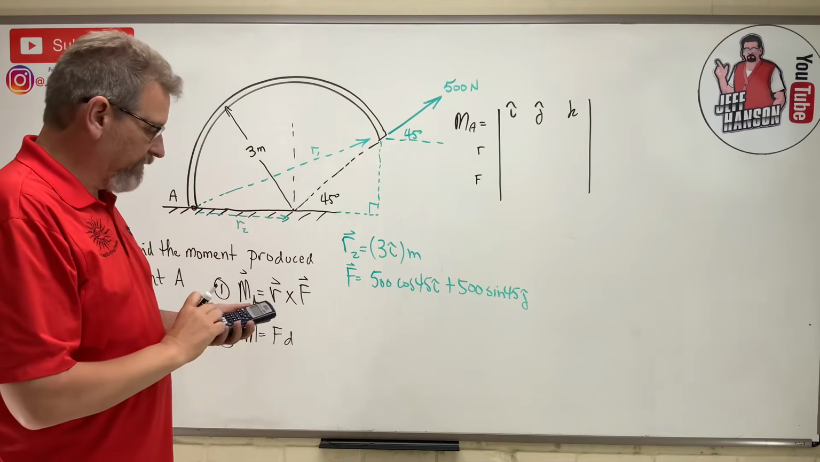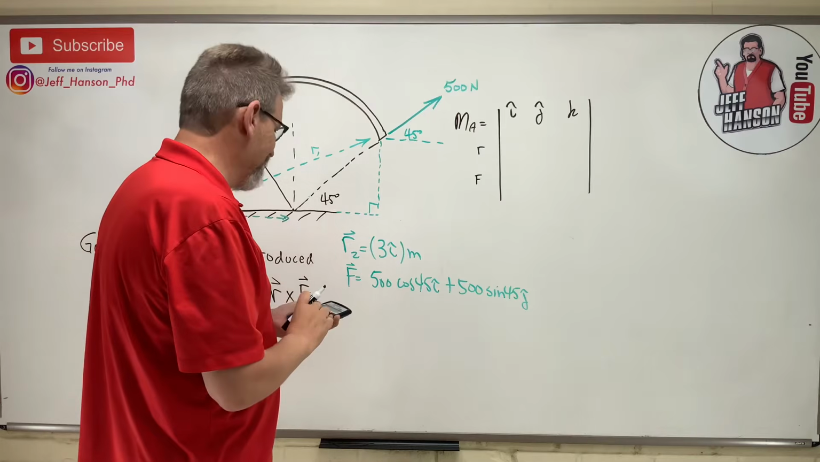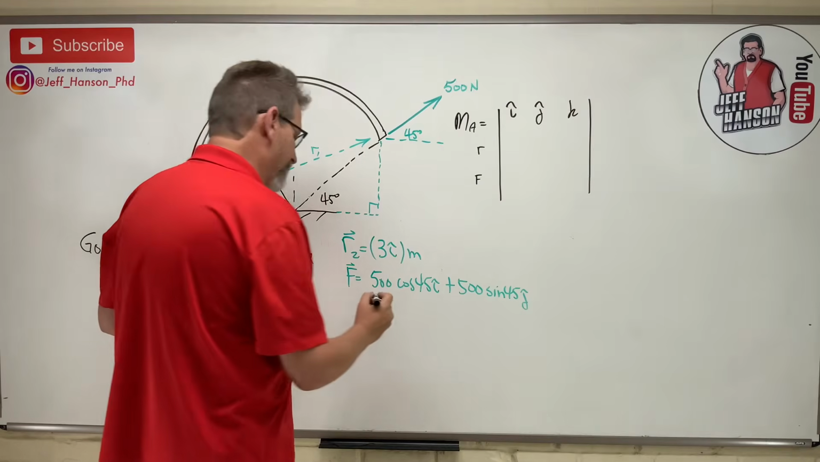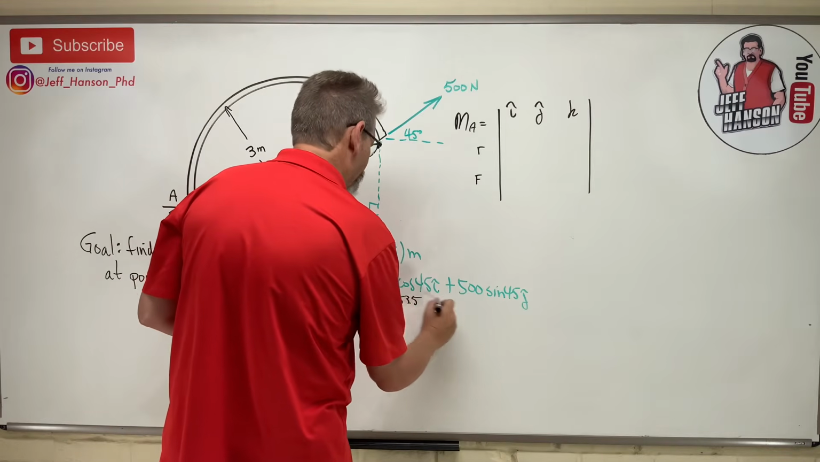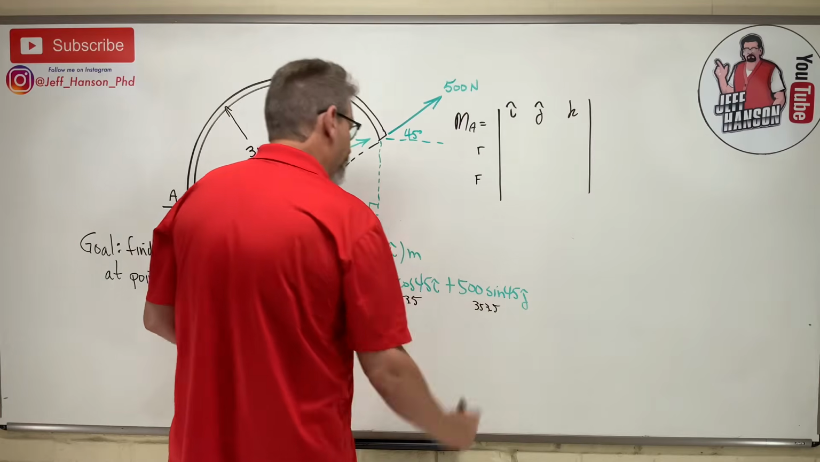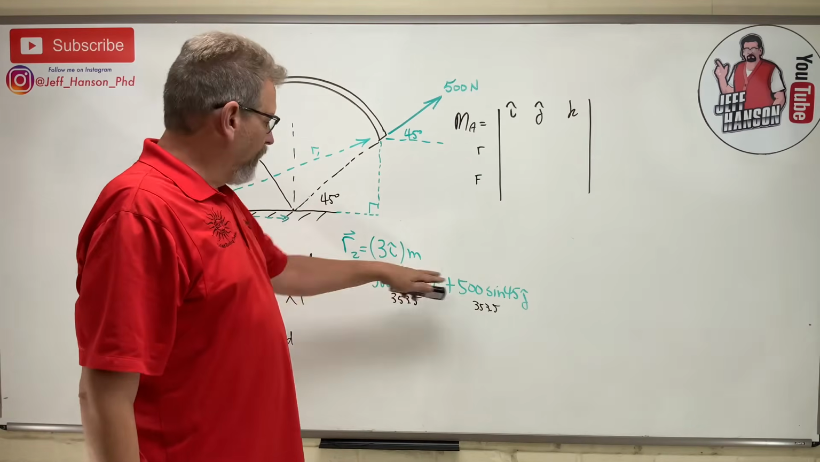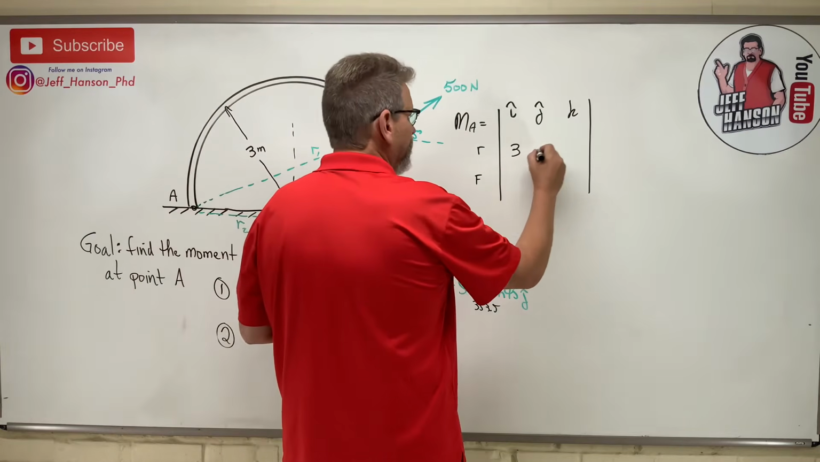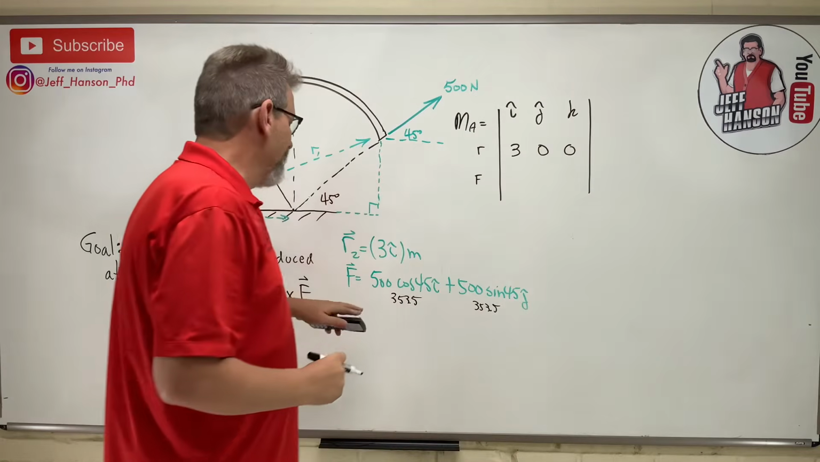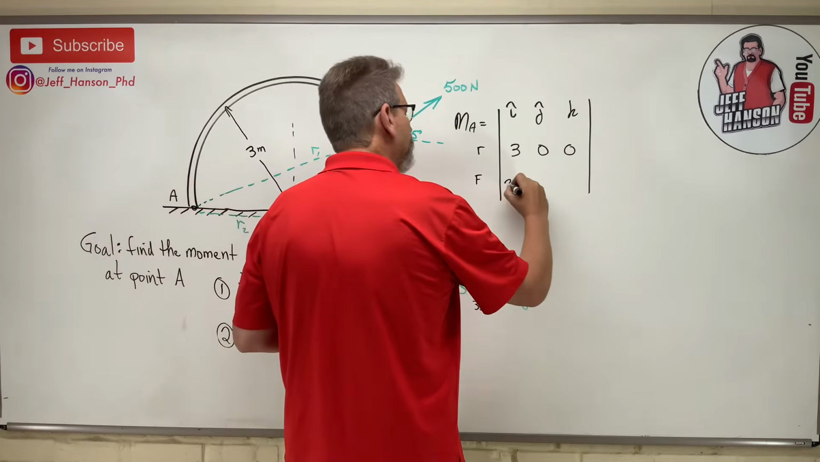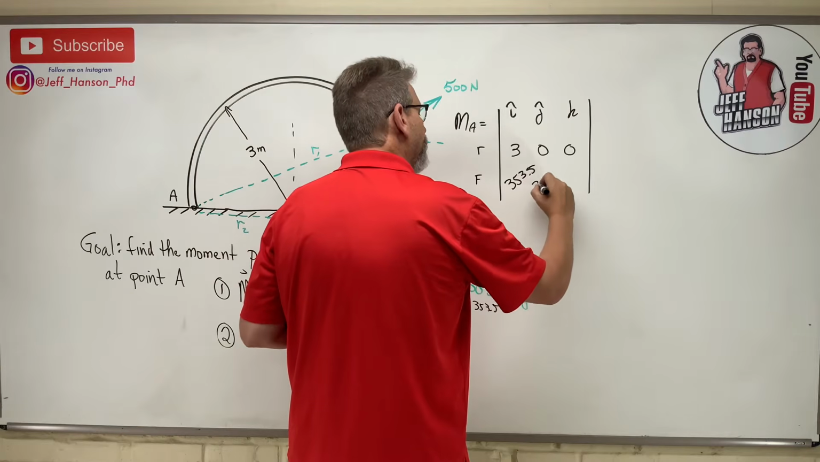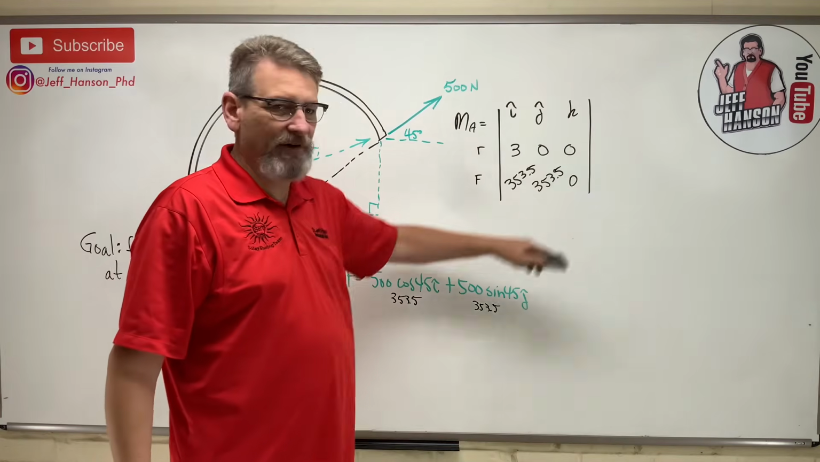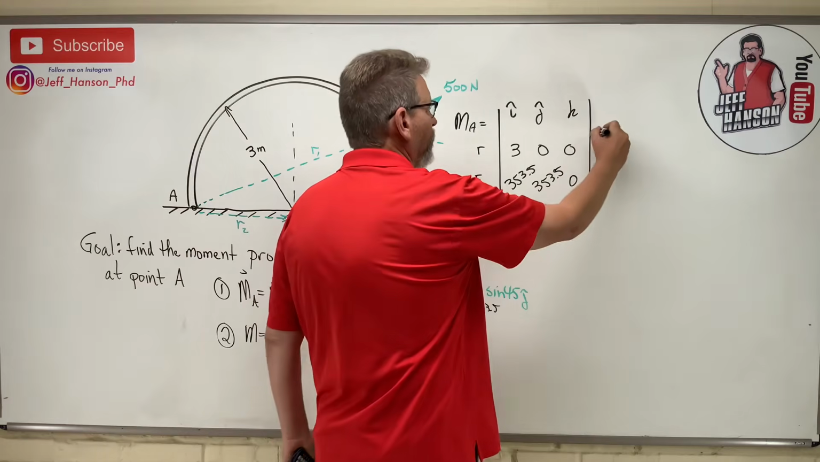You know what? I need some numbers here, don't I? What is 500 times 0.707? 353.5. I like to have a number instead of all that cosine business in my matrix over here, right? So R is 3, 0, 0, okay? And F is 353.5, 353.5 and 0, right? There is no k hat, right? Okay, here we go. Let's cross this and see what we get.